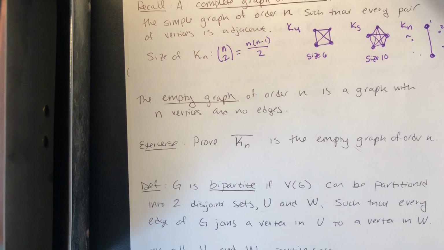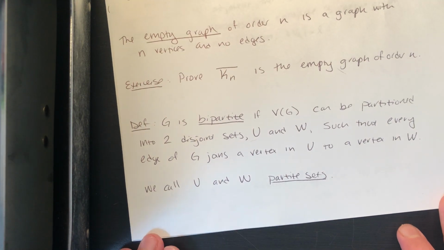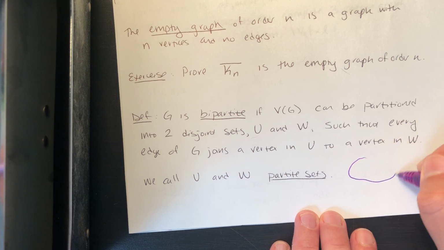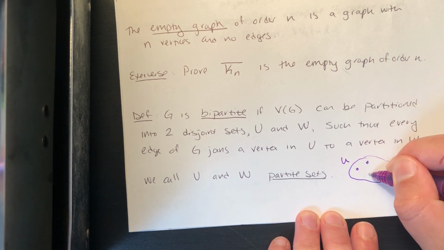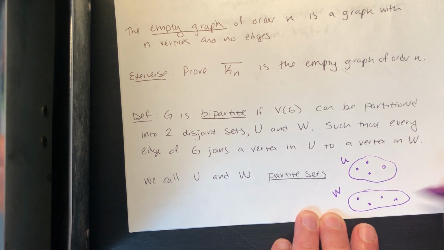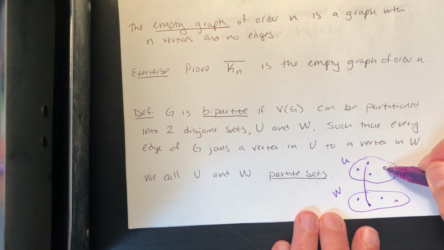But another common class of graphs are bipartite graphs. So we say that G is a bipartite graph if you can partition the vertices of G into two distinct sets, U and W, such that every edge of your graph has to join a vertex in U to a vertex in W. In other words, you have your graph and you can split it up into two different parts. Here's the vertices of U, here's the vertices of W, and any edge in your graph has to be connecting a vertex in U to a vertex in W.